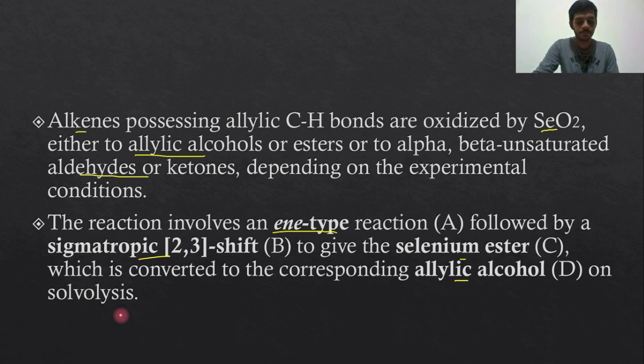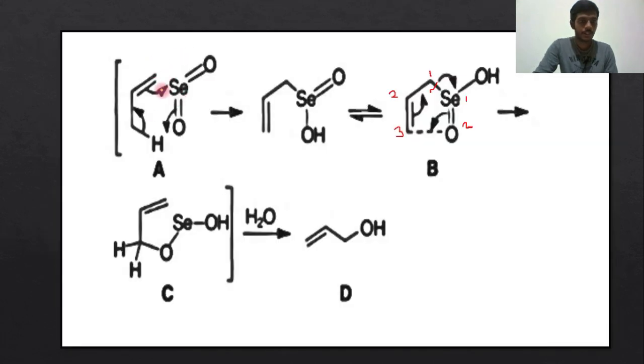Let's see the mechanism. You see here, this is the alkene. We are reacting this alkene with selenium dioxide, and the oxygen is a more electron withdrawing group than selenium. So the electron over here will move over here, forming a partial positive charge here and a partial negative charge here, and this bond moves over here and attacks selenium, and this bond moves over here forming this compound.